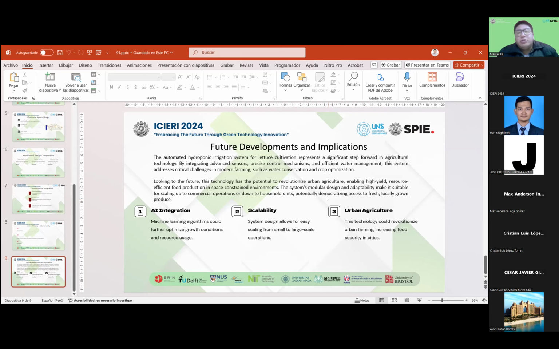Looking to the future, this technology has the potential to revolutionize urban agriculture, enabling high-yield, resource-efficient food production in space-constrained environments. The system's modular design and adaptability make it suitable for scaling up to commercial operations or down to household units. It has the potential to democratize access to fresh, locally grown produce.